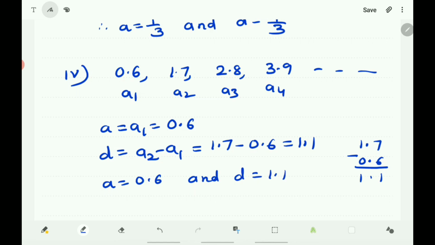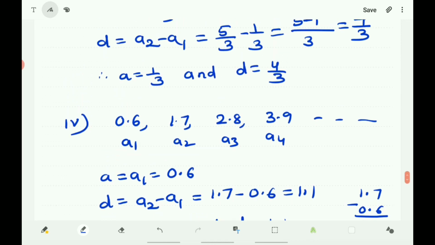Okay, third one also completed. In exercise 1.1, the first main is not solved; second main, third main, fourth main, all are solved here. Okay, try to practice it and try to solve more number of problems.